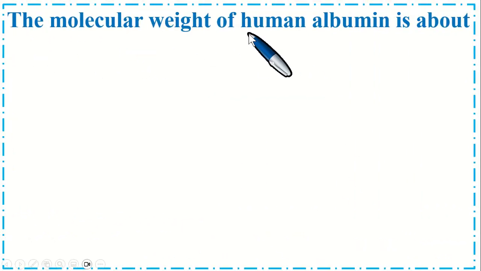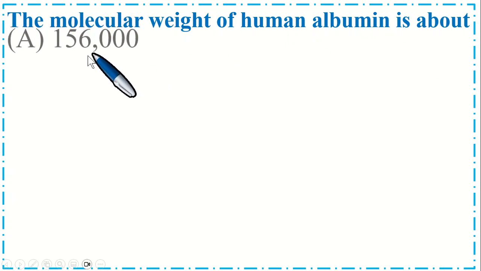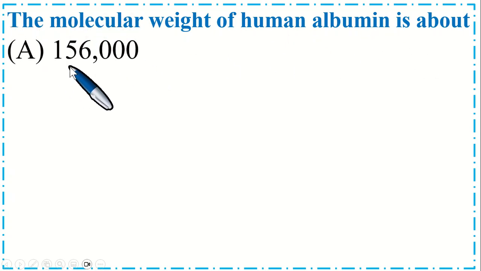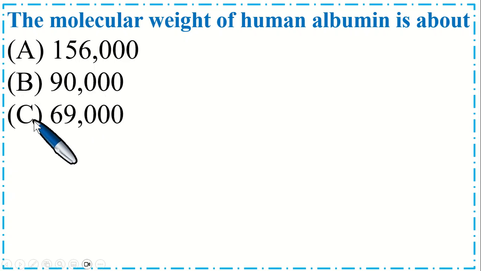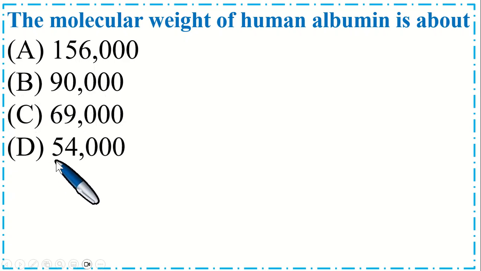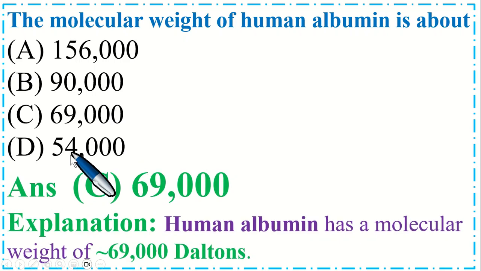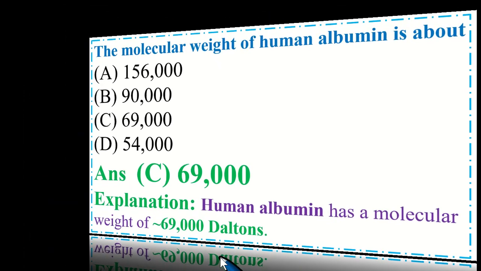The molecular weight of human albumin is about: option A 1,56,000, B 90,000, C 69,000, and option D 54,000. So the correct option is C, 69,000. Human albumin has a molecular weight of 69,000 daltons.